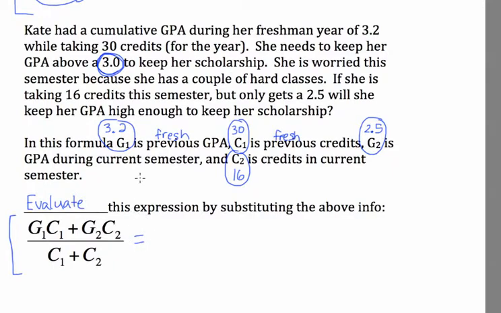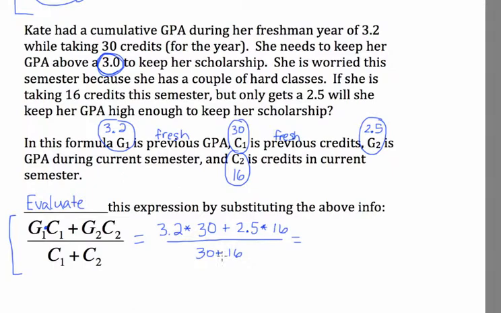So sub in G1, 3.2, times C1. Remember, when two variables are right next to each other, multiplication is implied. C1 is 30. G2 is 2.5 times C2 is 16 over C1 plus C2. C1 is 30. C2 is 16. Now we'll simplify this to see what her GPA would be under these circumstances.